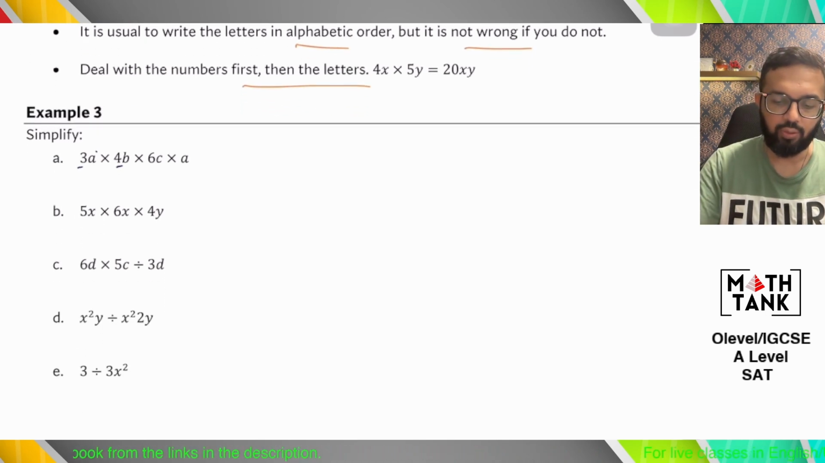Okay, so let's look at this. This is 3a into 4b into 6c into a. So let's multiply the numbers first. 3 into 4 and then 4 into 6. 12 into 6 is 72. Okay, so 72 a square, b, and c. Okay, there are two a's. I didn't see that.